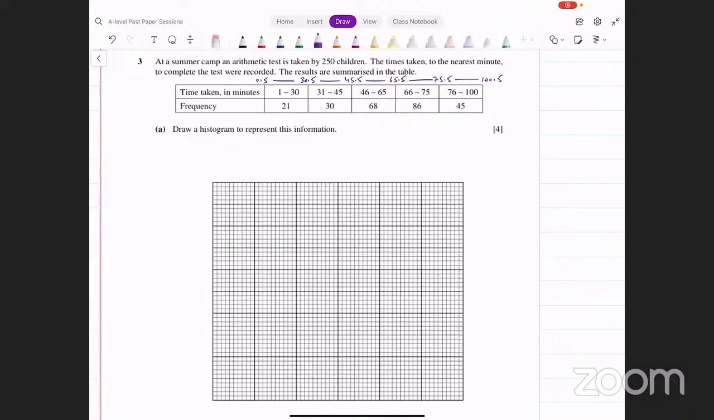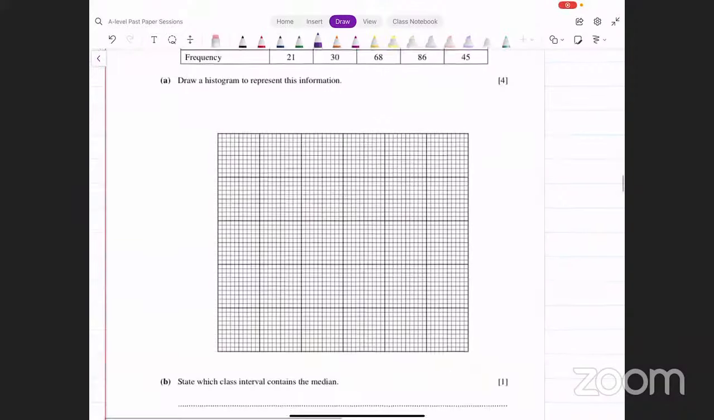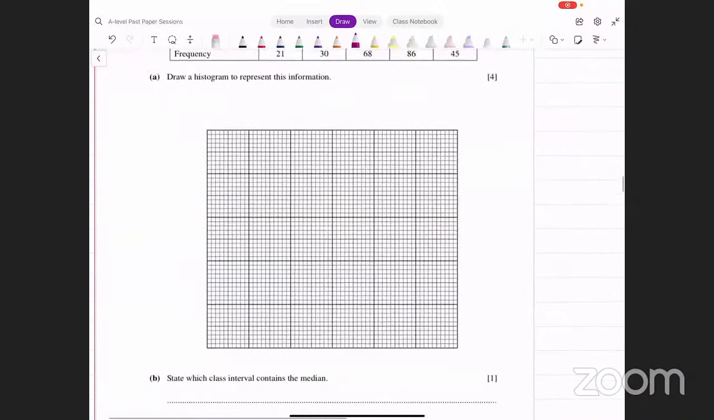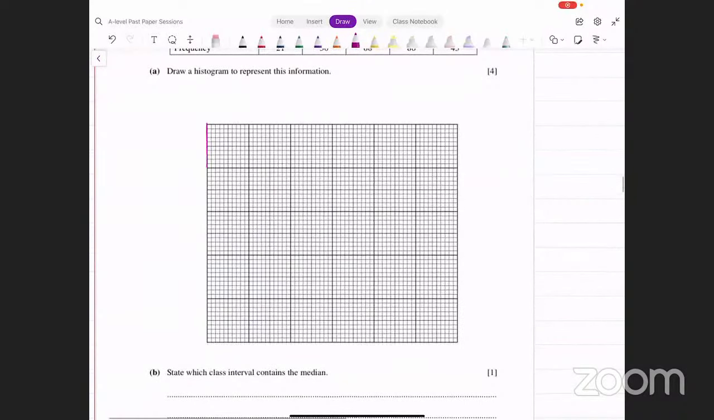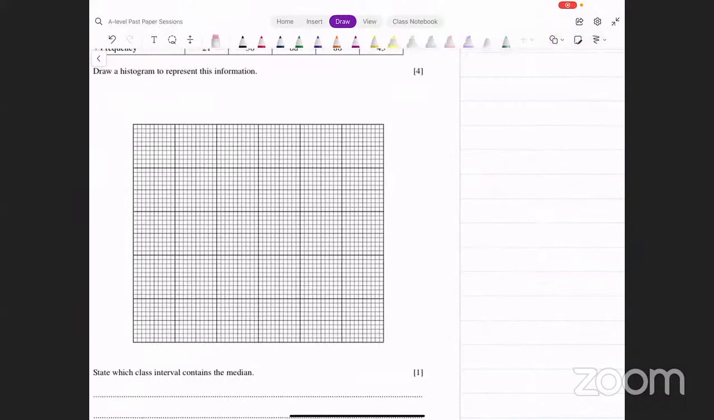अब histogram में आपको क्या represent करना होता है? You need frequency density on the vertical axis. Remember, ये जो vertical axis होगा आपके पास. Unfortunately, I can't use a ruler here. Actually, let me actually just try that on the side, and then bring that here.